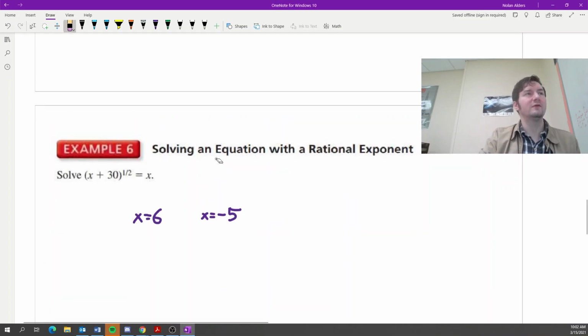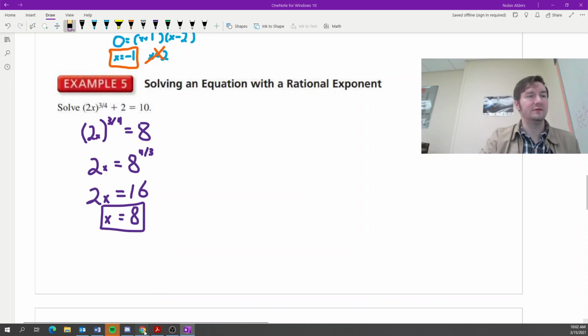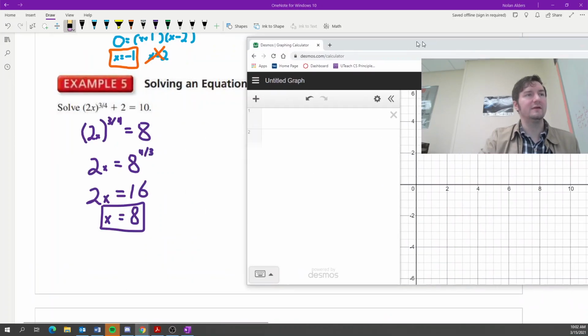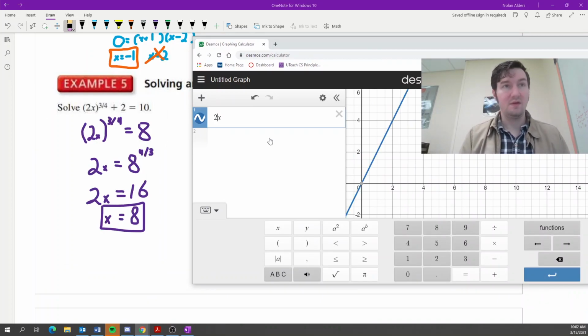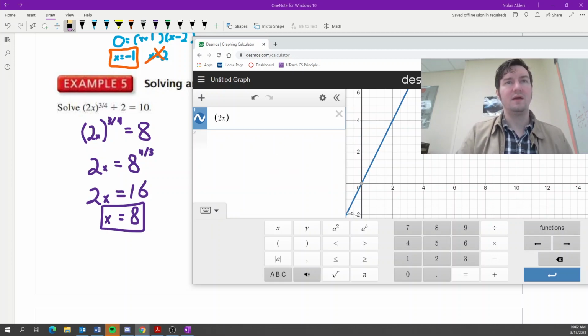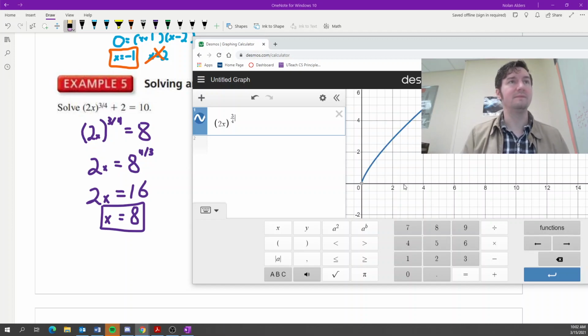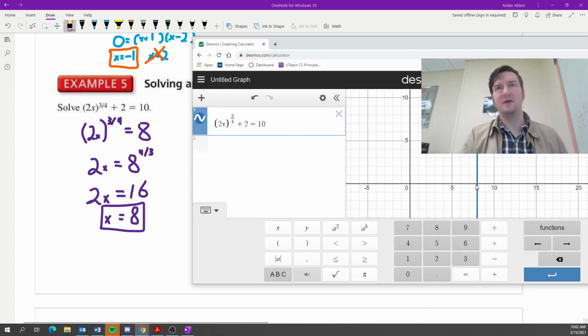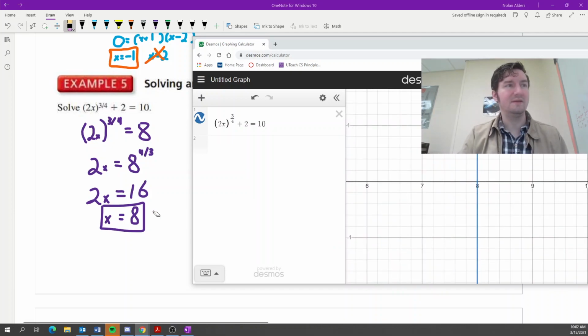We could check one other one. This one, I'm going to let you do on your own. So this one right here, we could type in 2x. Maybe we should put that in parentheses. And then to the 3/4 power plus 2 equals 10. Now, I don't think this is going to actually give us a dot. What we can see is right at 8, and that was our solution.